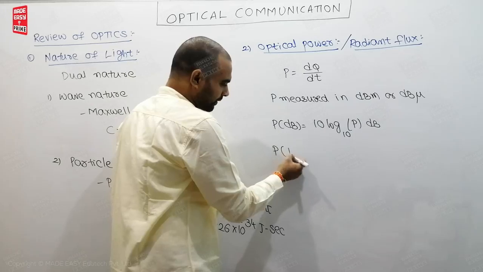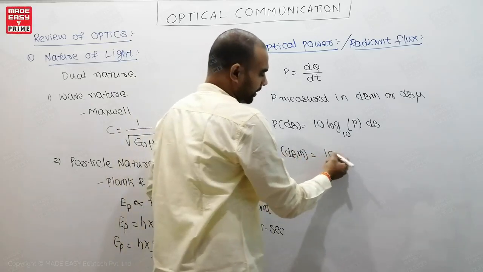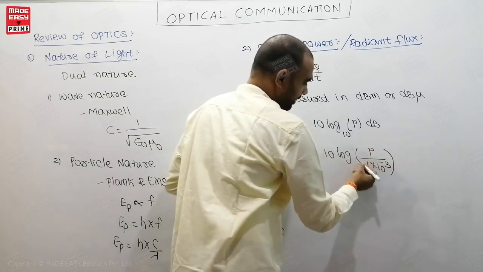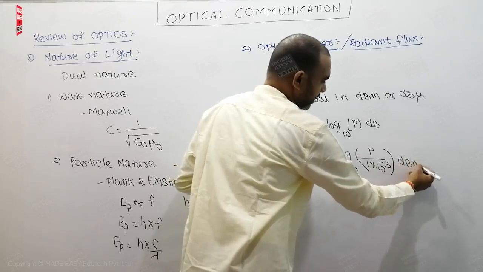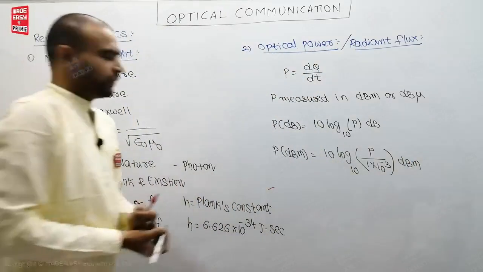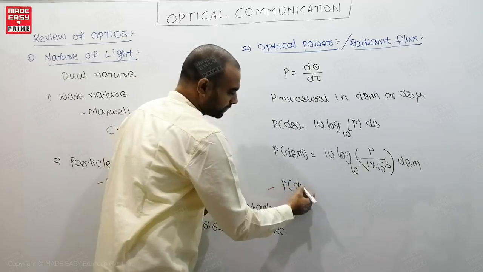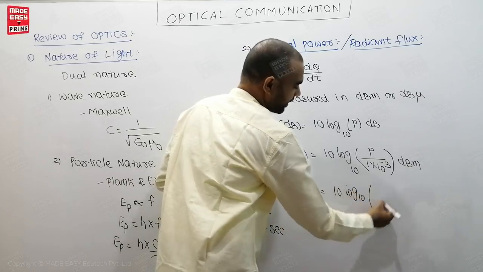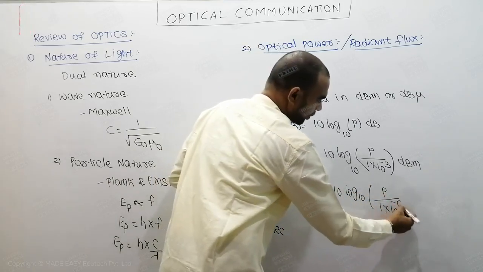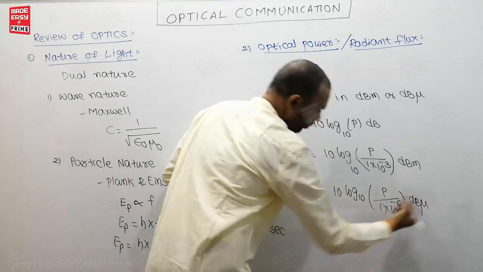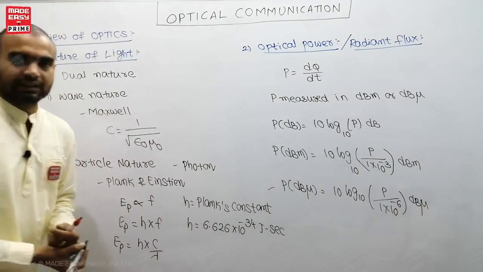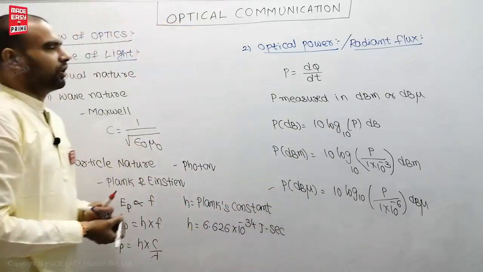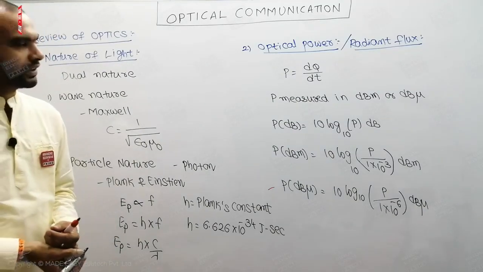But when we talk about the same thing in terms of dBm, power in dBm is given as 10 log base 10 of P by 1 into 10 to the power of minus 3, which is called dBm. Next, power in terms of dB mu is given as 10 log base 10 of P by 1 into 10 to the power of minus 6, which is called dB mu. So this is completely what we call the optical power or radiant flux.